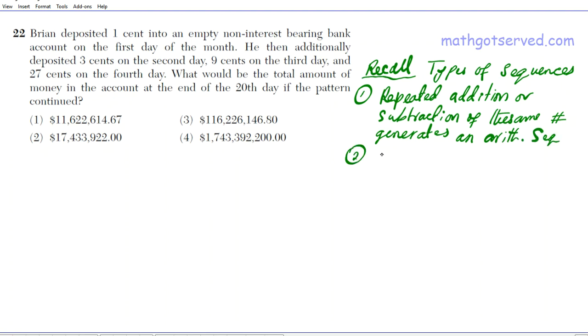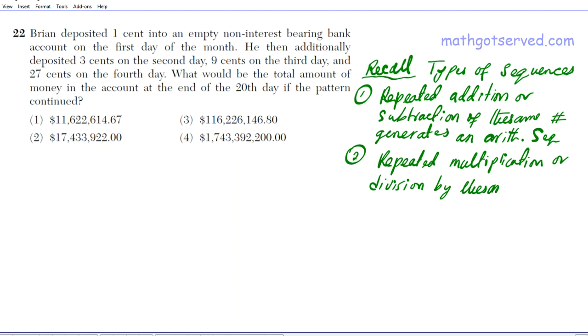On the flip side, repeated multiplication or division by the same number generates a geometric sequence. Alright, so let's see what kind of sequence we have here.